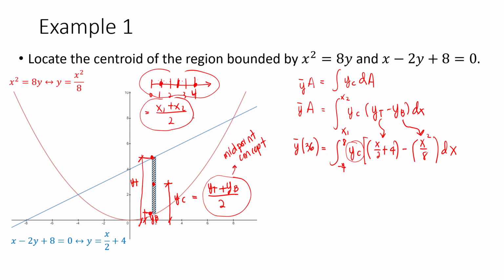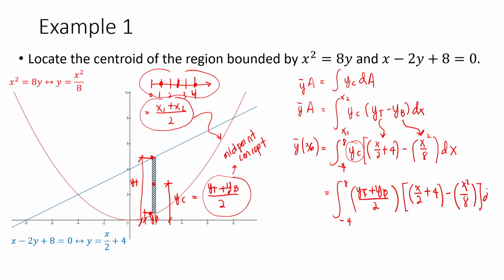So, muna atong utilize dire the midpoint concept. So, meaning our y sub c is negative 4 going to 8. Then this becomes y sub t plus y sub b all over 2, then times x over 2 plus 4 minus x squared over 8 dx. Diba? So notice taas kay siya. Then bar y times 36.